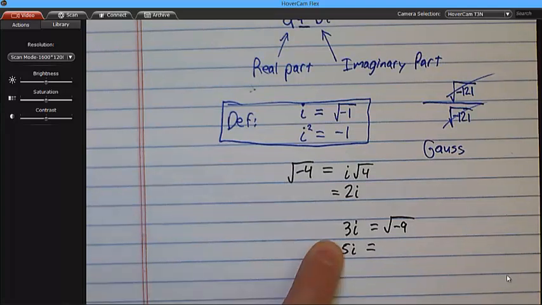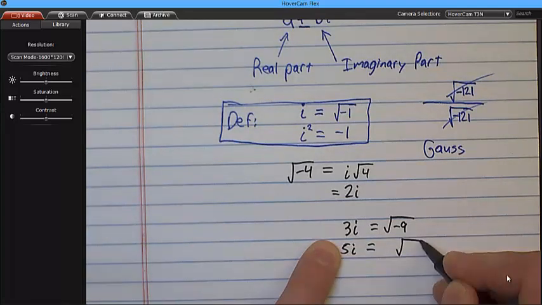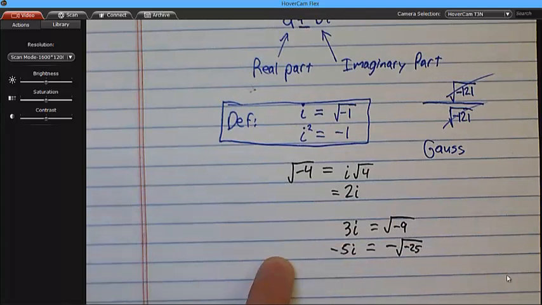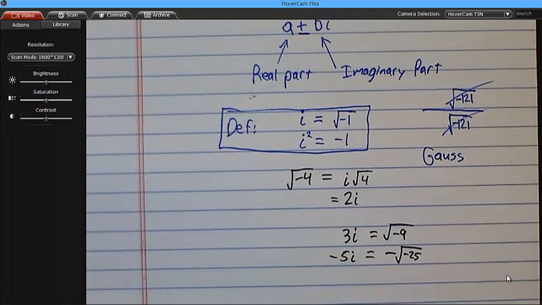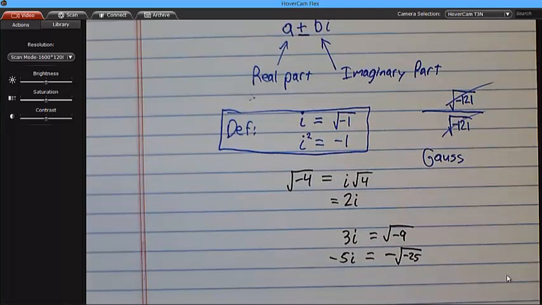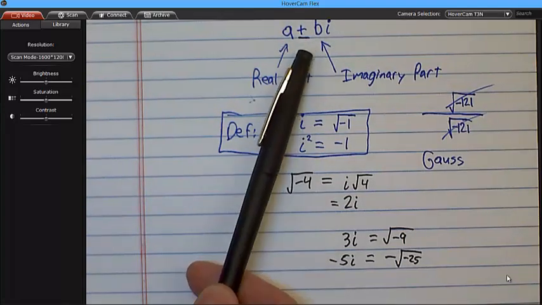Can you have 5i? What's that? Okay, now watch this. Put a negative in front of that. Can I do that? Yep, there's negative 5i. That's kind of interesting. You can't bring the negative into the radical, but you can have negative 5i. That's why this plus or minus really does make sense.